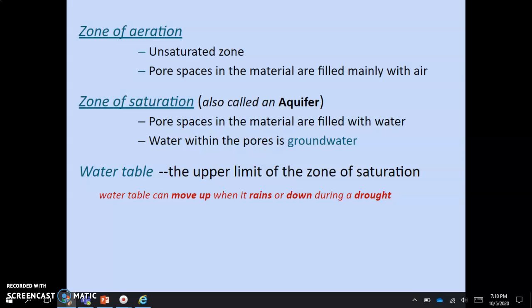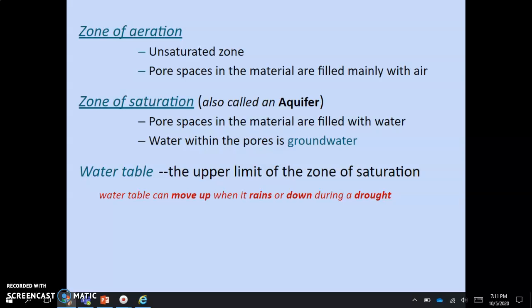And so there's a couple zones we have to know about. The zone of saturation is actually the second one here in our presentation. This is also known as an aquifer, and we'll talk about aquifers a little bit here in just a second. But basically the zone of saturation is the pore spaces in the material where there is water. So the water within the pores of the zone of saturation is groundwater. Remember, groundwater is just underneath the Earth's surface.